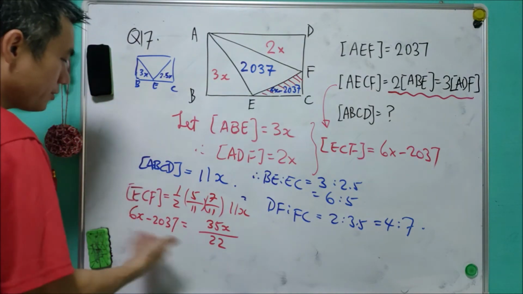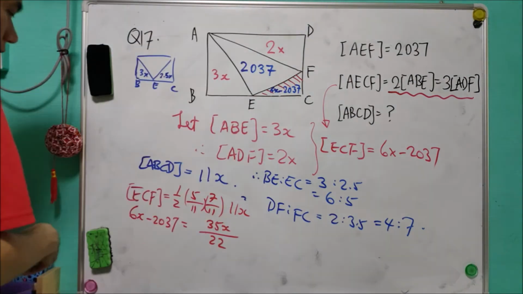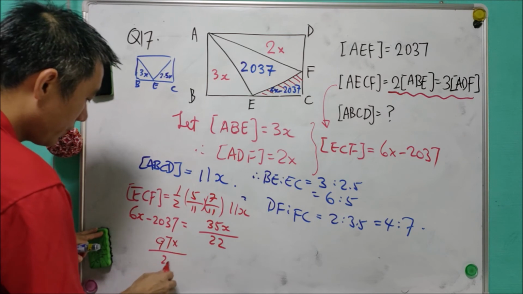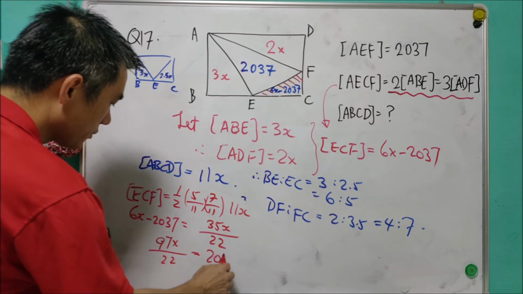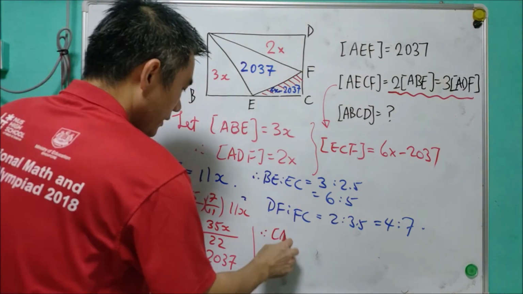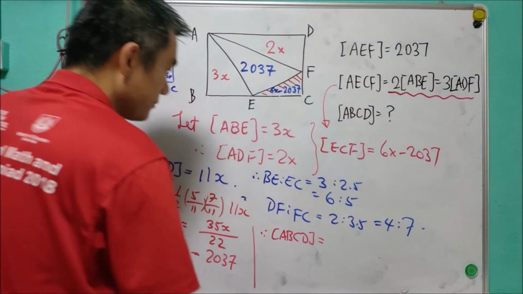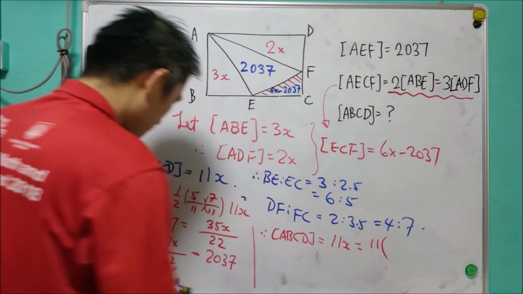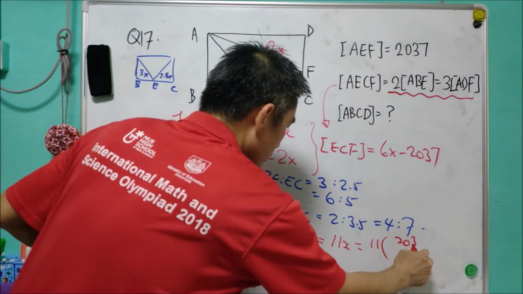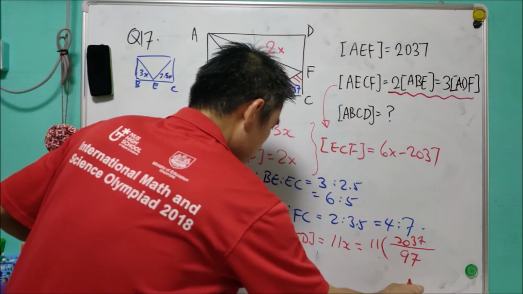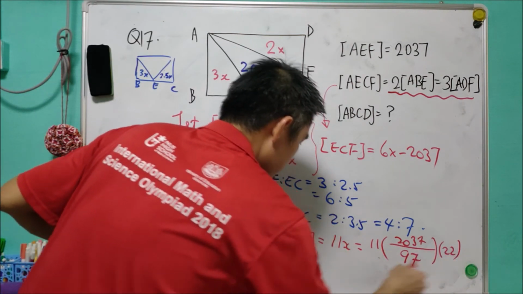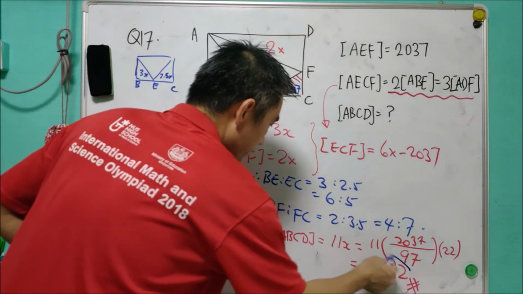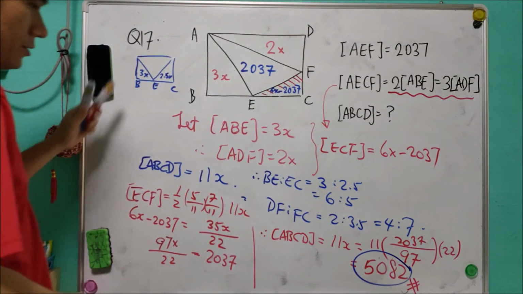And from here, we should be able to find out the value of x. After some calculation, we have 97x over 22 equals 2037. And therefore, the area of rectangle ABCD equals 11x, which equals 11 times 2037 over 97 times 22. And the answer is equal to 5082. So 5082 is the answer for question 17.